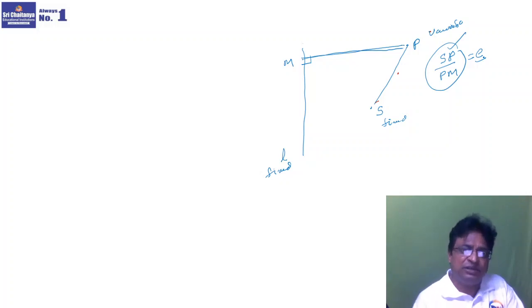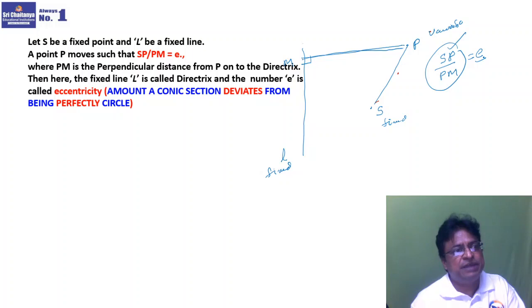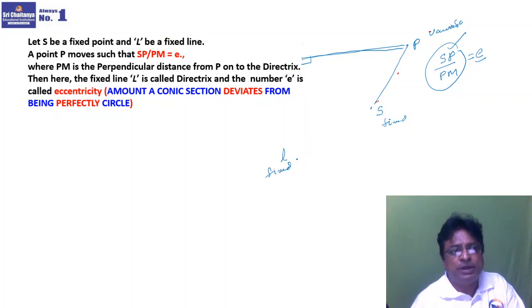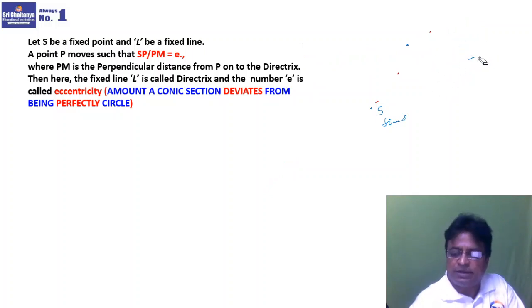And what is E and what is S? Here we have to know the facts and the terminology in conic sections. They are very, very important for you. Before that, read this definition. Let S be a fixed point and L be a fixed line, and a point P moves such that SP by PM is equal to E, where PM is the perpendicular distance from P onto that fixed line, which is called the directrix, and the number E is called the eccentricity.